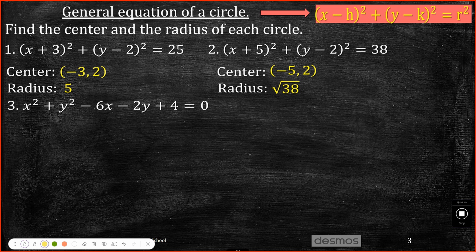We have to put it in this form. It's not in that form. We got to do some work. Okay, let's do it. Here are the steps. Get the x's next to each other, get the y's next to each other, and move that +4 to the other side.